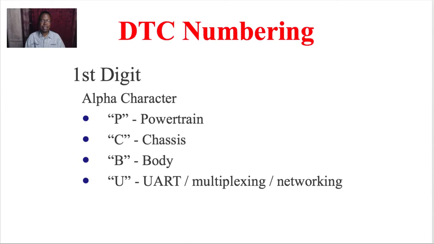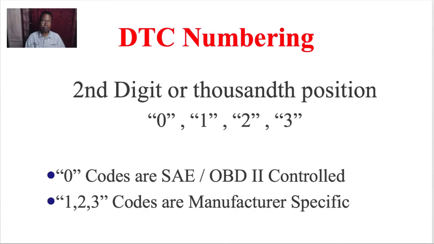DTC numbering. The first digit: P for powertrain, C for chassis, B for a body code, U for a multiplexing network code. The second digit: if it's a 0, it's generic; if it's a 1, 2, or 3, it's a manufacturer specific code.